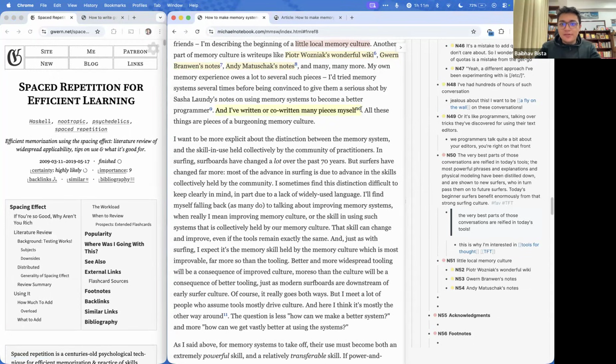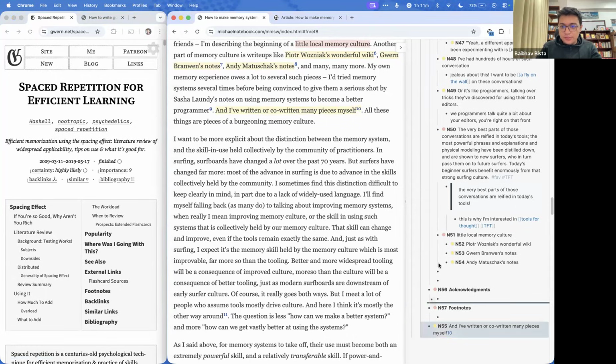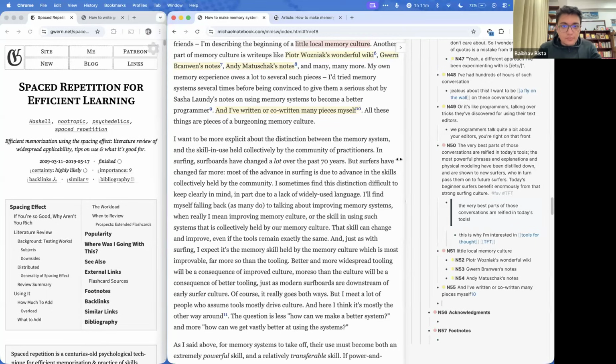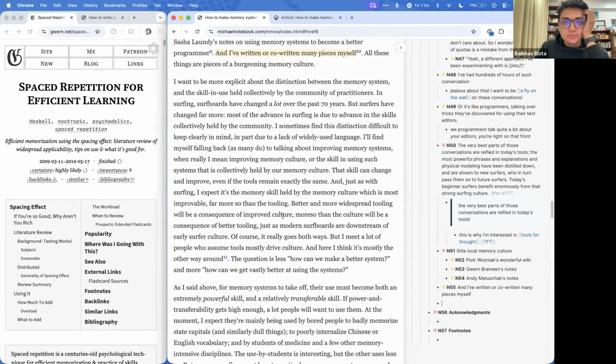Yeah, definitely. I've read so many of his things, and this is in the wrong place. Should be added here now properly. And of course, you can clean these up. He's talking about something interesting, right? The distinction between the memory system and the skill in use collectively.